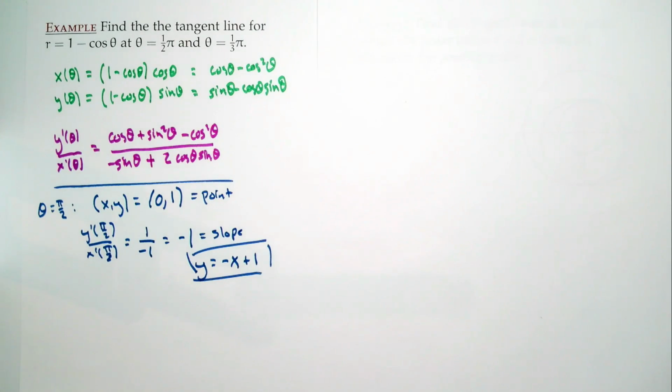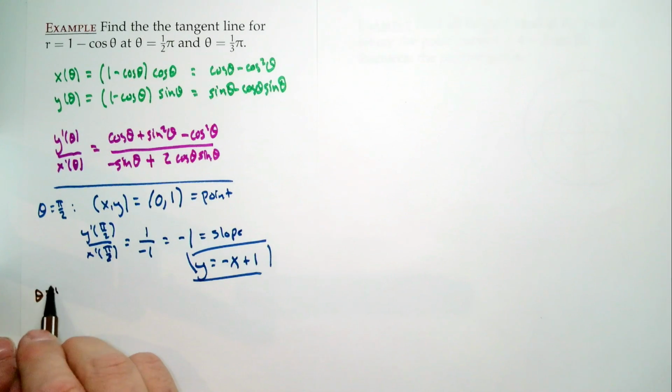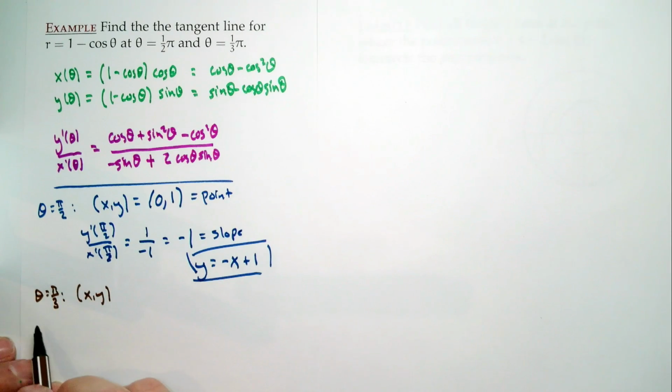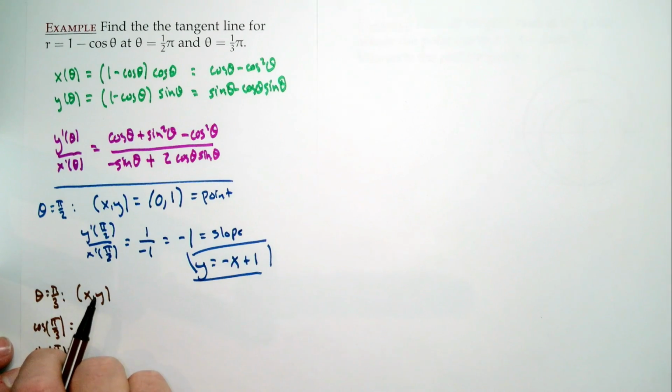All right, let's try the other one. Okay, this one should be fun. Theta equals pi over 3. Okay, so our point, x, y. Let's just remind ourselves, what's cosine of pi over 3? And what's sine of pi over 3? Cosine pi over 3 is a half. Sine of pi over 3 is square root of 3 over 2.